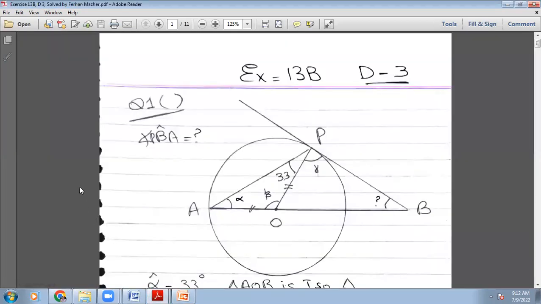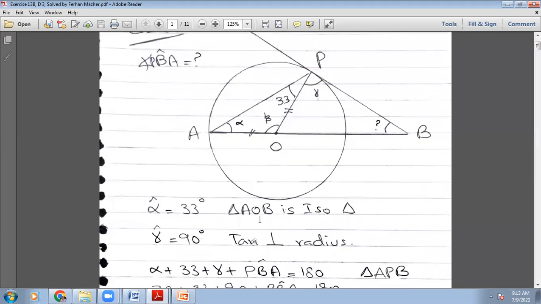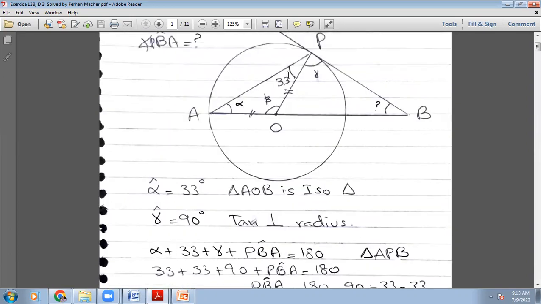Here, because OP is a radius and OA is a radius, OAP is an isosceles triangle. So if this is 33, this angle alpha will also be 33. This angle gamma will be 90, because the tangent is perpendicular to the radius.